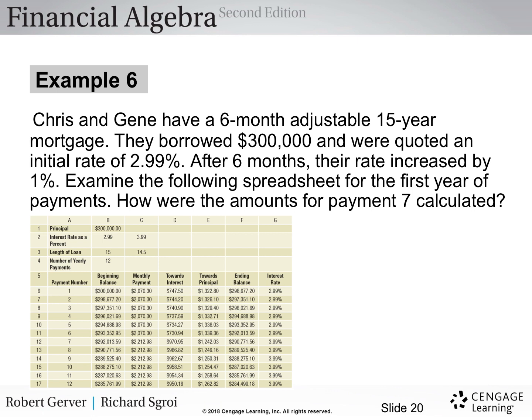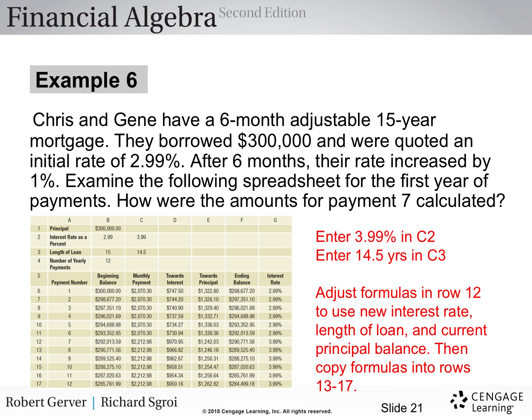So finally, let's look at Chris and Jean, who have a 6-month adjustable 15-year mortgage. That means the interest rate stays the same for 6 months, then it's readjusted every 6 months. They borrowed $300,000 and were quoted an initial rate of 2.99%. After 6 months, their rate increased by 1%. Examine the following spreadsheet for the first year of payments. How were the amounts for payment 7 calculated?